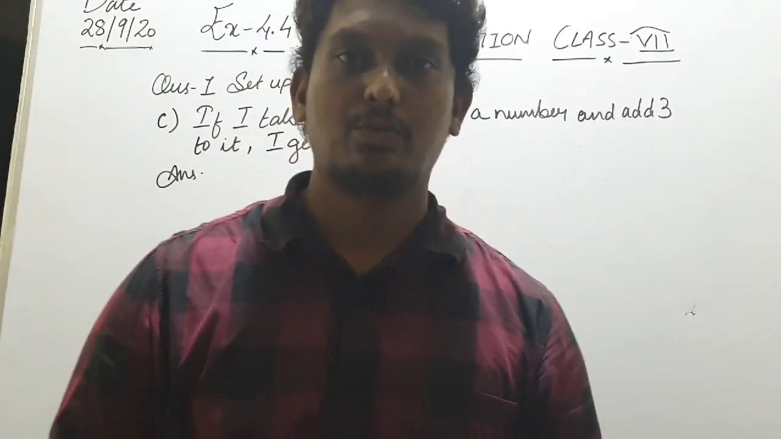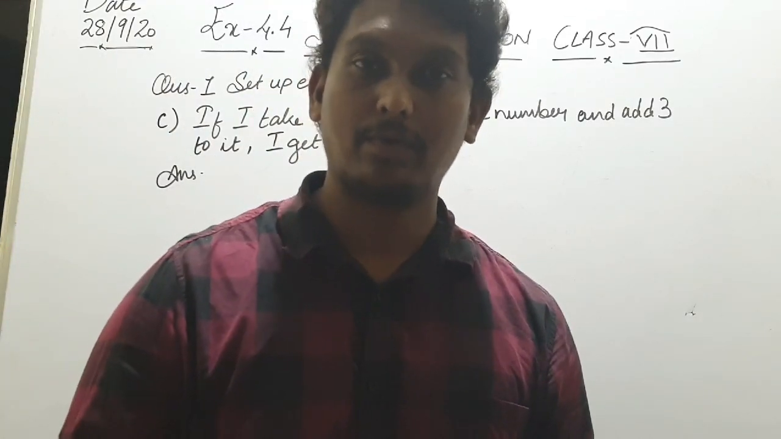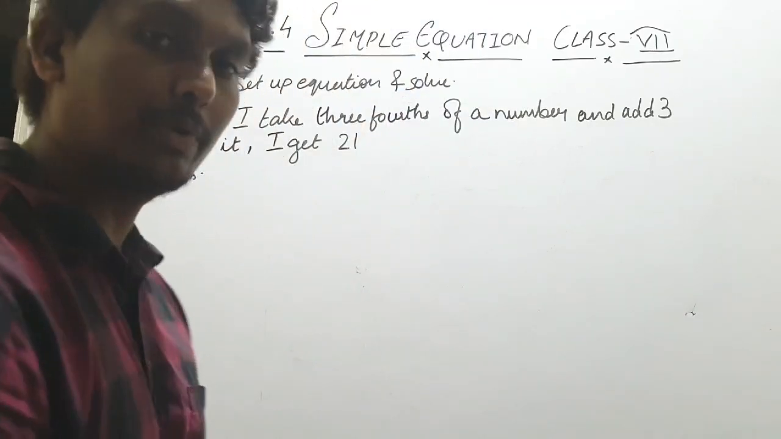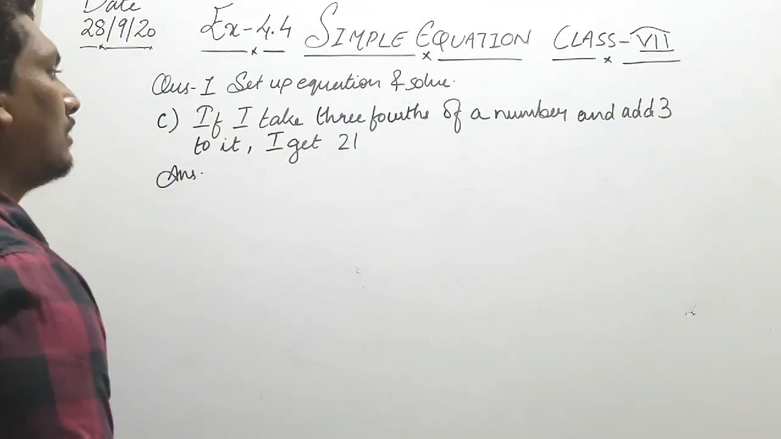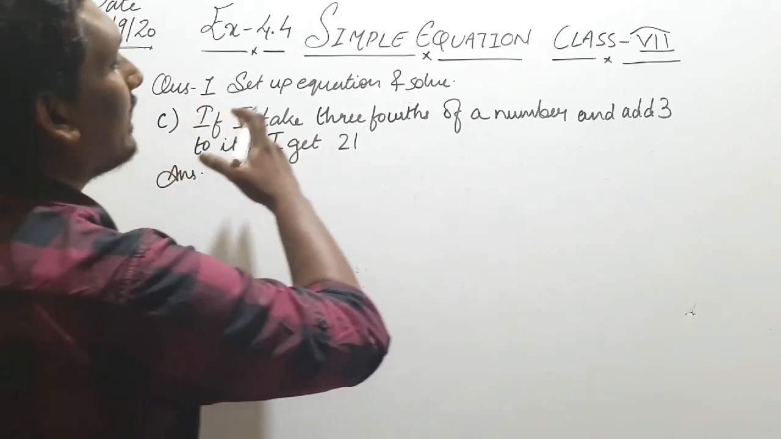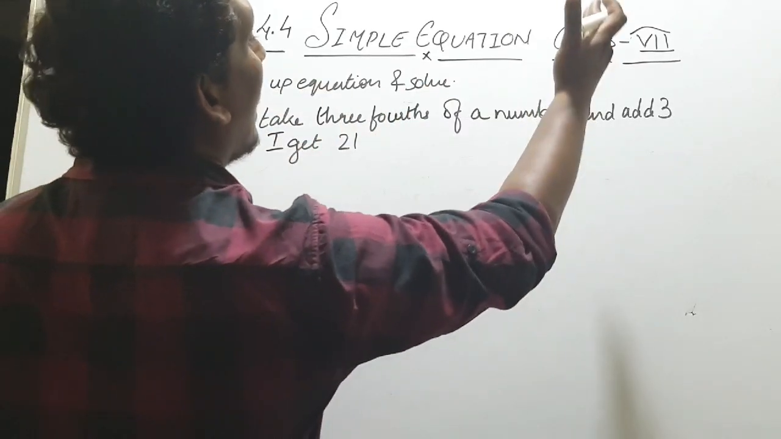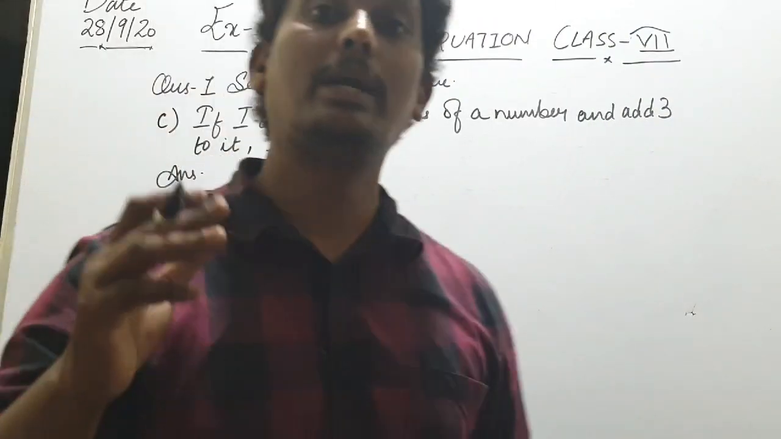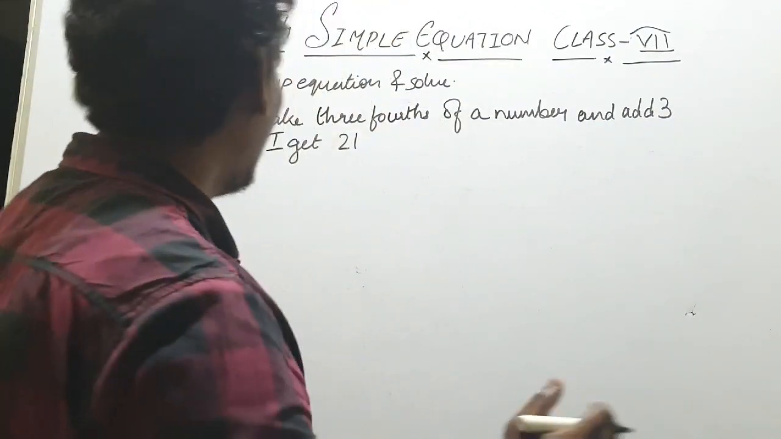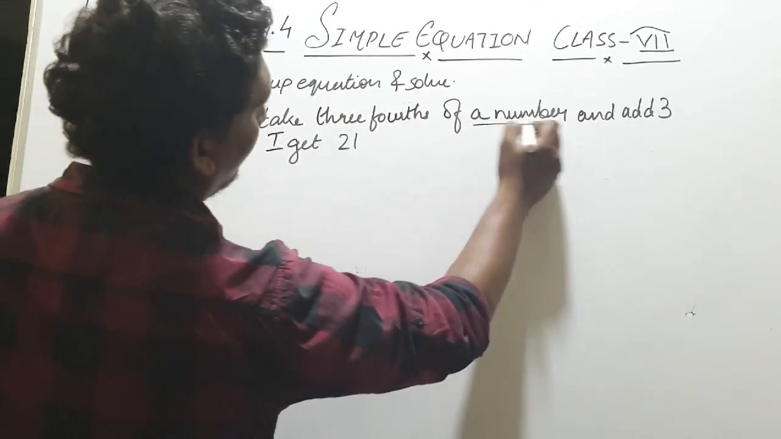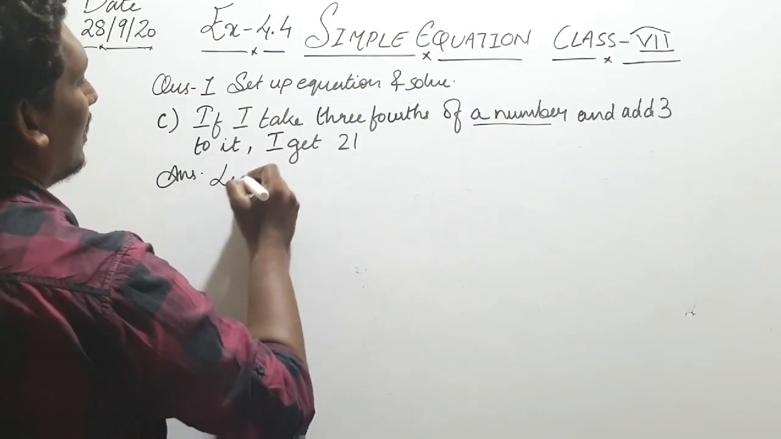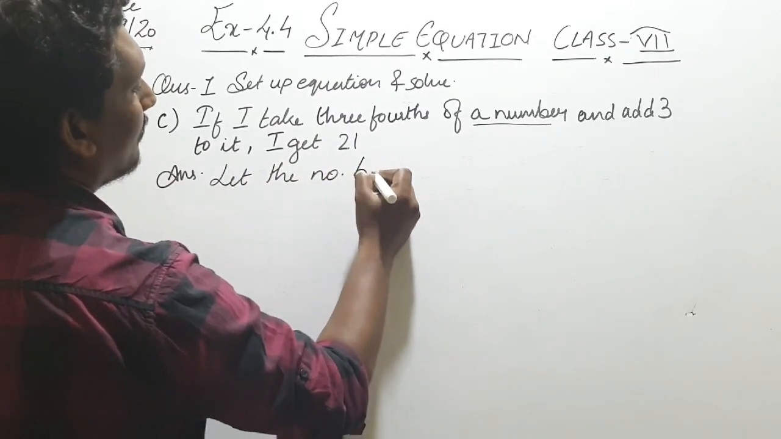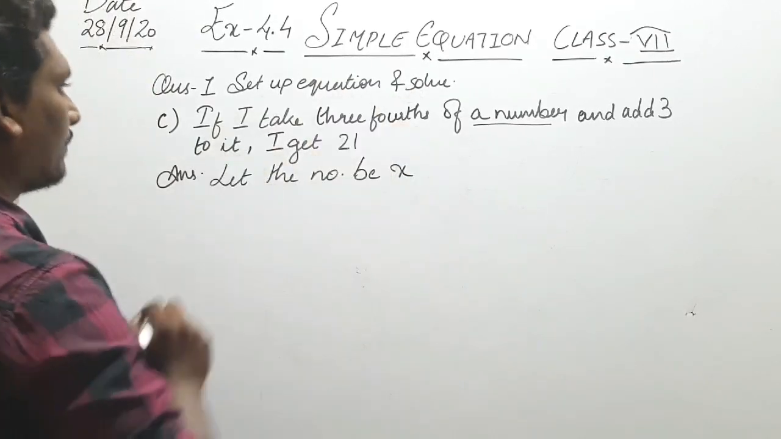Now come to the next one, that is C1. B I have not done. B1 is homework for you. Come to C1. Same thing like the previous question what we did. The question is, if I take 3/4 of a number and add 3 to it, I get 21, right? So here a number again. So let the number be x.